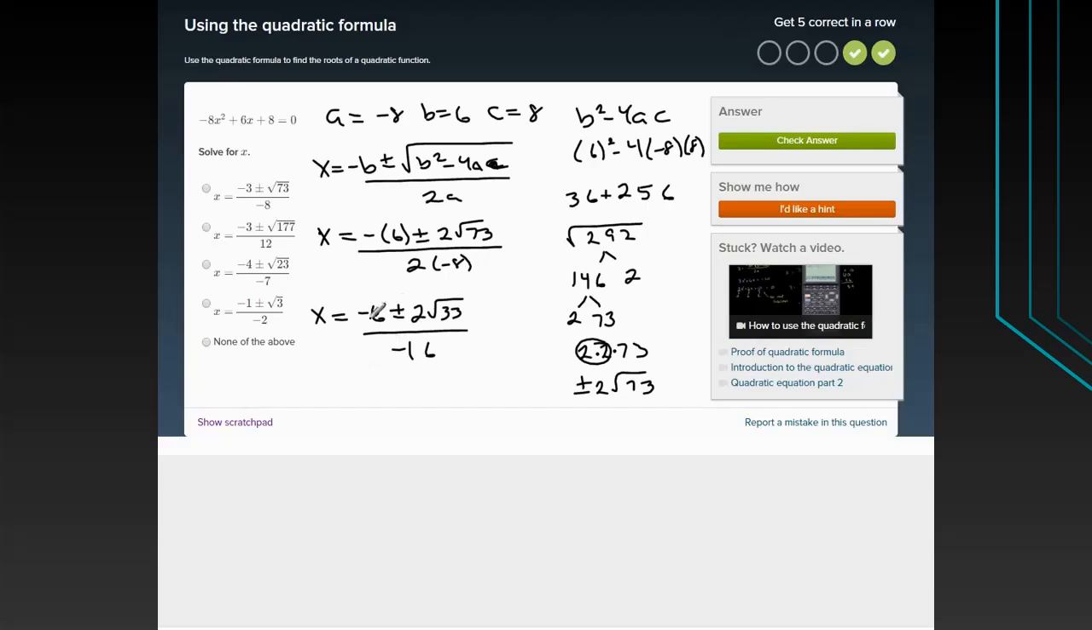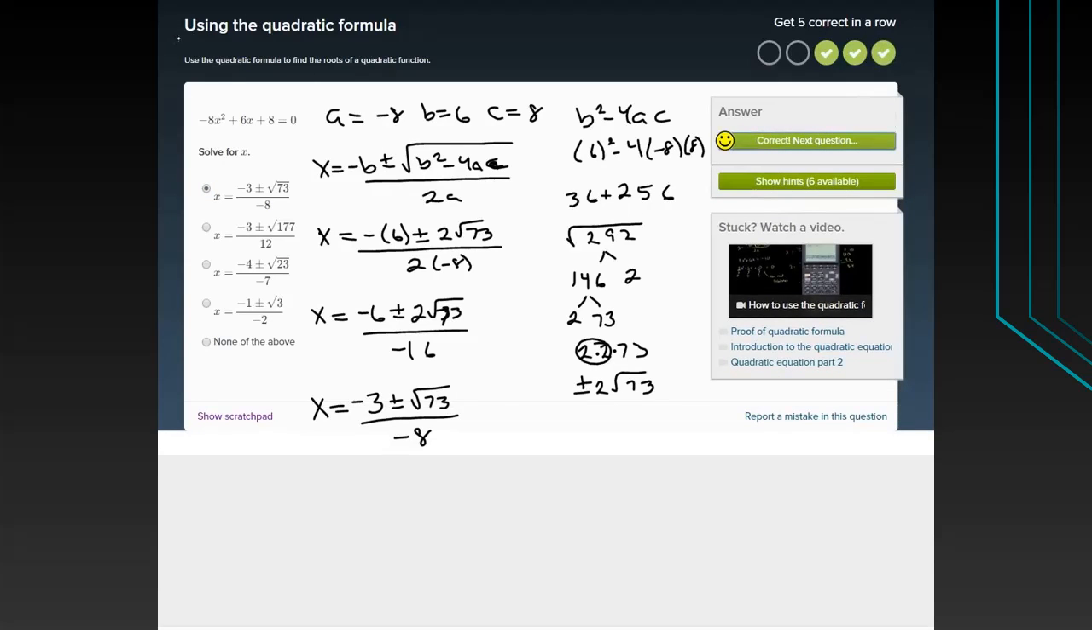Now, if you notice the 6, the 2, and the 16, I can divide all those by 2. So let's take those all and divide them by 2. In this case, I'd get x equals negative 3 plus or minus square root of 73, because I'm only dividing the 2, not the 73, all over negative 8. And that answer is there, so let's take that as my answer. Check answer. That is the correct answer.